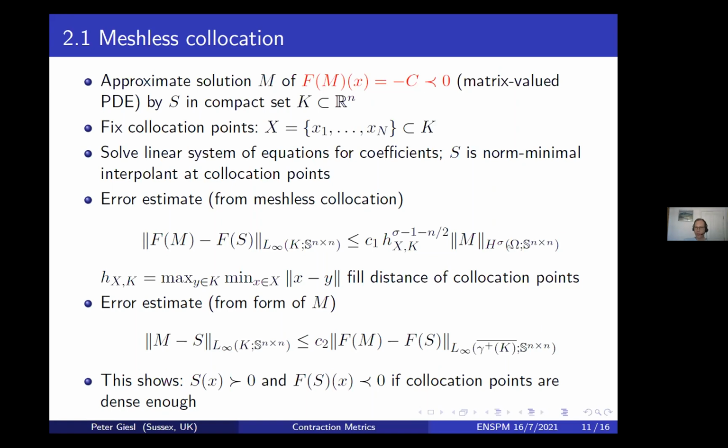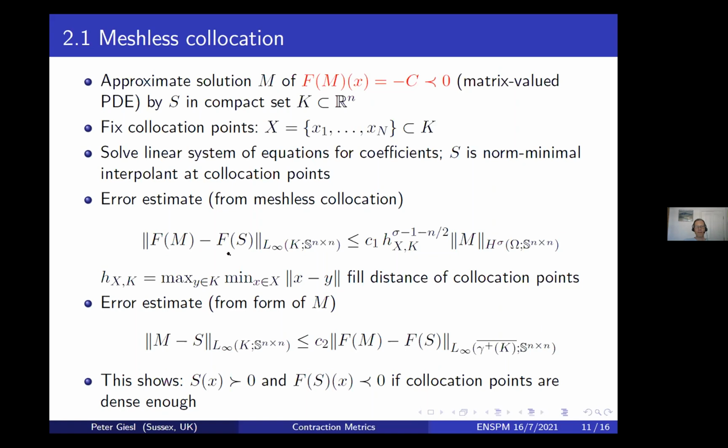The function space will be a Sobolev space H sigma with values in the symmetric matrices, and there are error estimates available in terms of f of M to f of S. So M is the solution and S will be our approximation, our norm minimal interpolant. And the difference here can be made small by making h_X,K small. That's the fill distance of our collocation points. So essentially speaking, the denser the points in K are, the smaller the error is. And you have a rate of convergence that depends on the smoothness of your Sobolev space and the dimension.